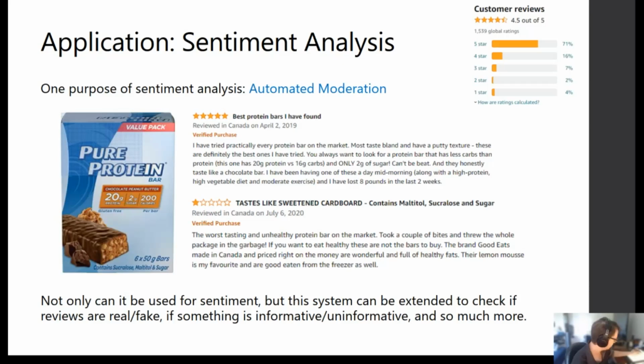If we take a look at the words that are used, it's actually interesting. So in the 5-star review, we actually have negative words like bland and putty texture at first, but these are definitely the best ones I tried. So actually, a lot of 5-star reviews out there that are written by real people will have negative words in them because they're comparing them to other products, while fake 5-star reviews often don't do that.